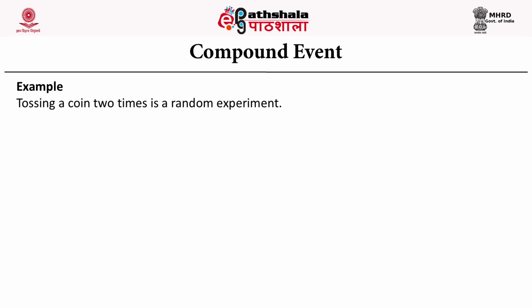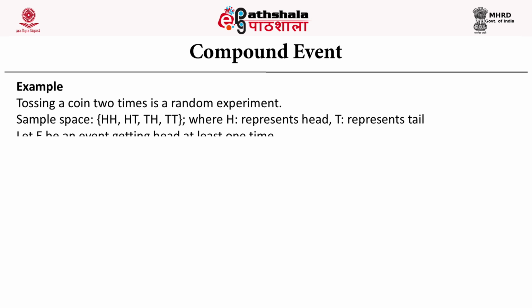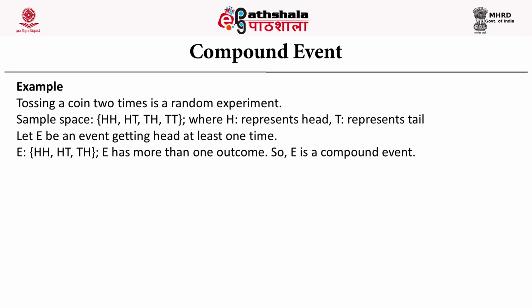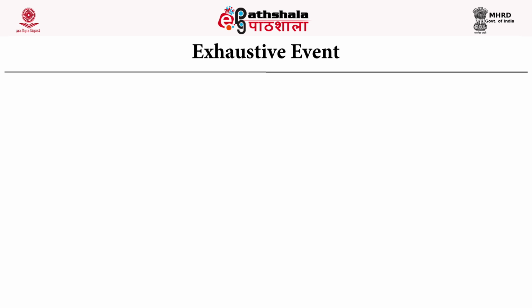Another example is tossing a coin 2 times as a random experiment, and the sample space is of this form. Let E be the event of getting head at least one time. Similarly, we get head at first place, at second place, and both times we get head. So E has more than one outcome, so E is a compound event.